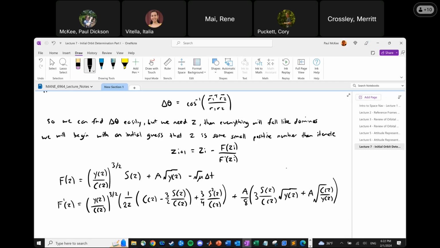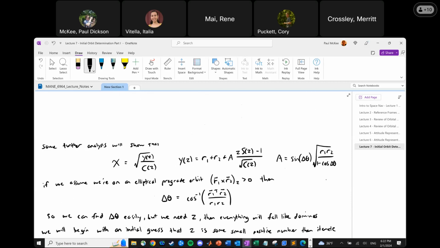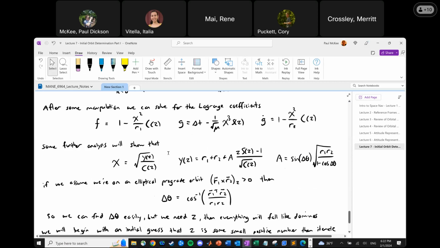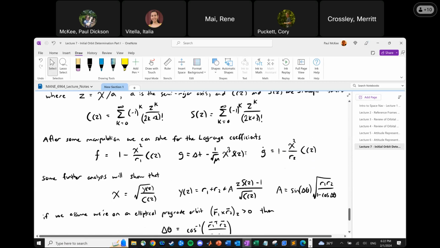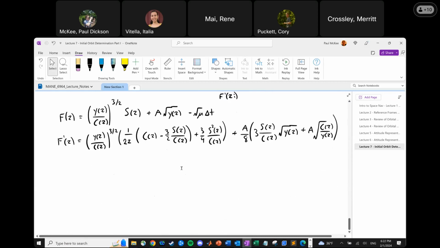So what this means is if we know Z, we can compute f of Z and f prime of Z. And once you've typed these up once, you'll never type them up again. And if we know f of Z and f prime of Z, we can iterate until we converge for Z. If we know Z and we have delta theta, we can compute A, we can compute Y, we can compute chi, we can compute S of Z, C of Z, we can compute the Lagrange coefficients, and ultimately we can solve for V. So it all falls into place.